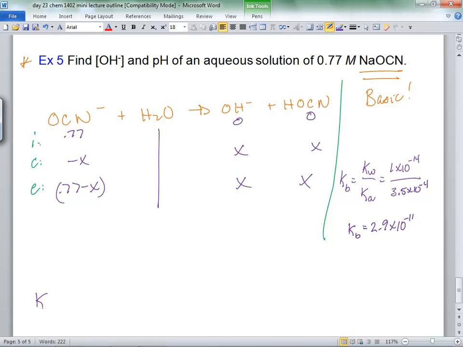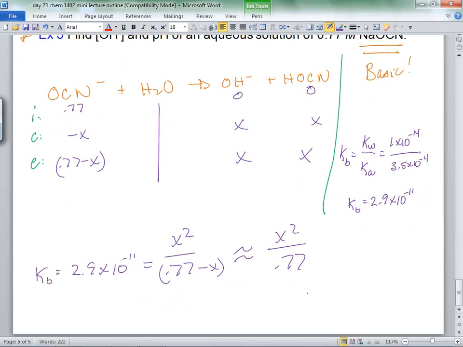So my Kb is 2.9 times 10 to the negative 11. That's got to be x squared over 0.77 minus x. And drop the x because it's 10 to the negative 11. So you do some math, and you get your x to be 4.73 times 10 to the negative 6. It's the lowest criteria for digits. Okay, so it's around 4.7 or so times 10 to the negative 6.